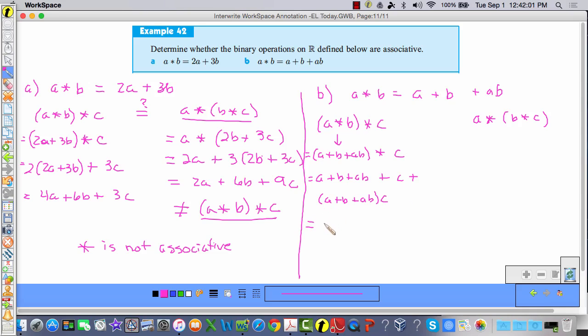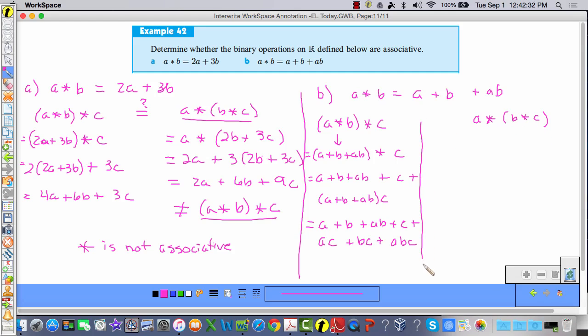If we do some algebra just to save time, I am going to tell you that that is equal to A plus B plus AB plus C plus AC plus BC plus ABC. Okay, and now let's see what happens here: A star, B star C.